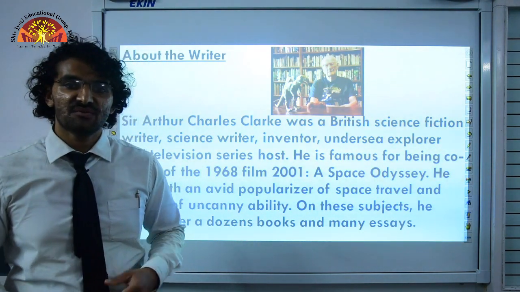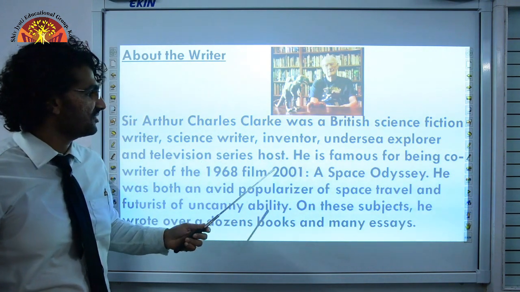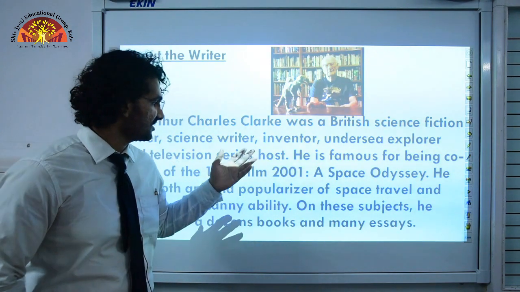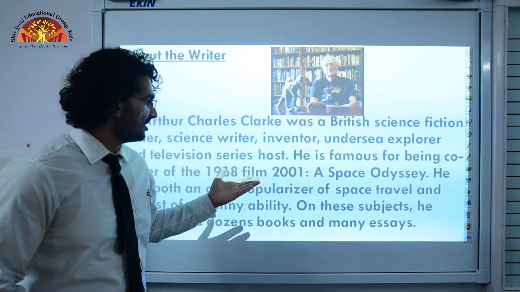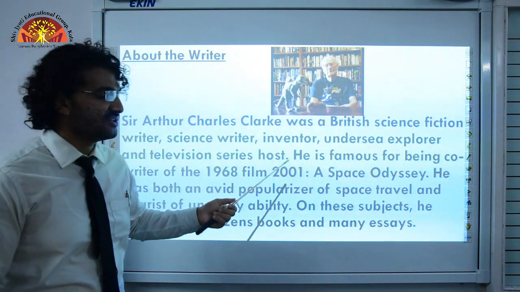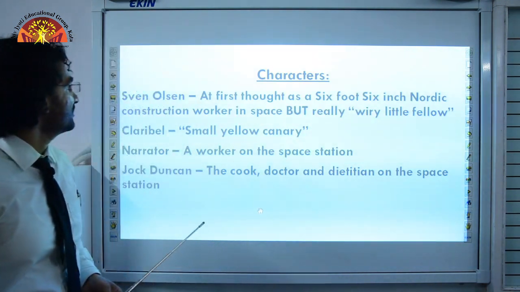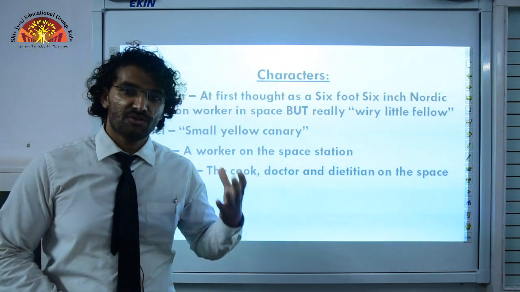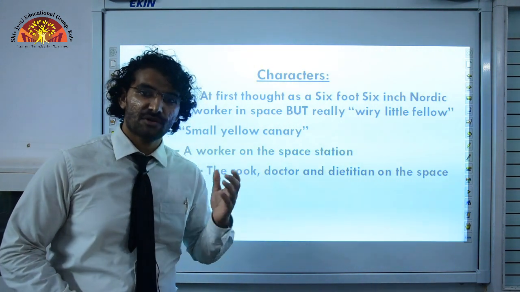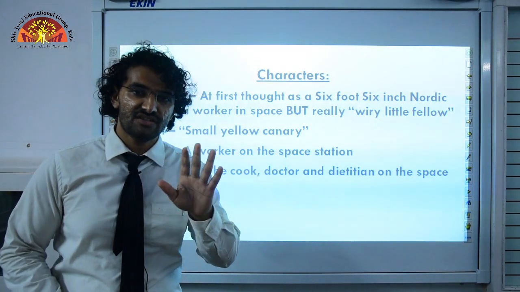This is the reason why we call him Sir Arthur Charles Clarke, because he has done so many things and written so many books, and not only is he a science fiction writer, he is also an inventor. We are now going to read a story written by him, and before we do that, we are going to get to know the main characters of the story. There are four major characters in this story.